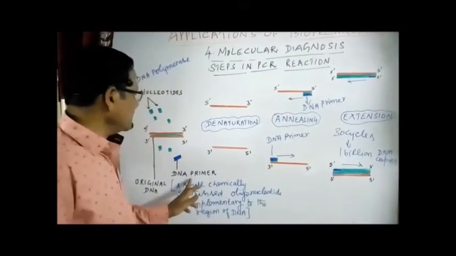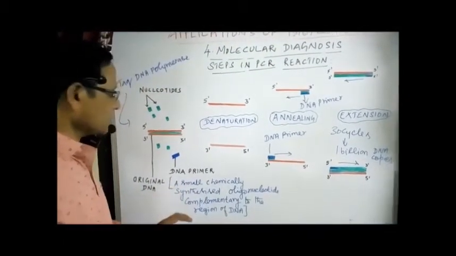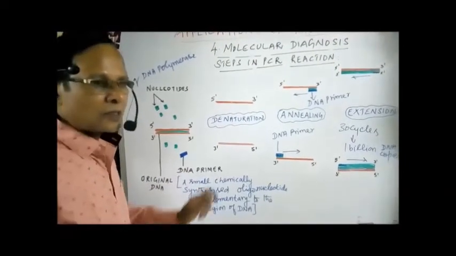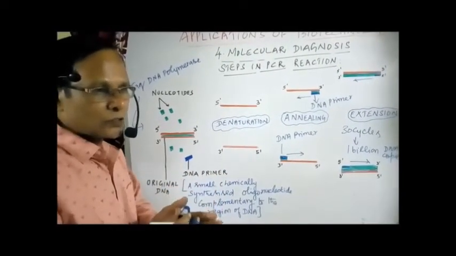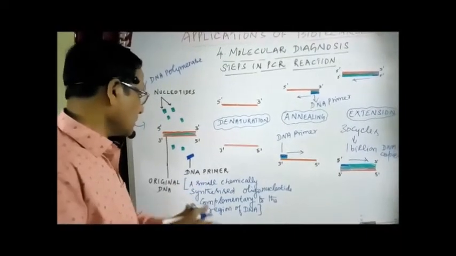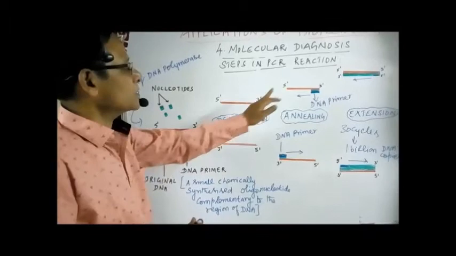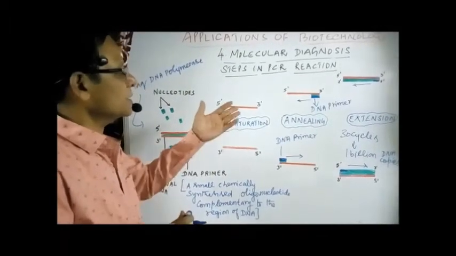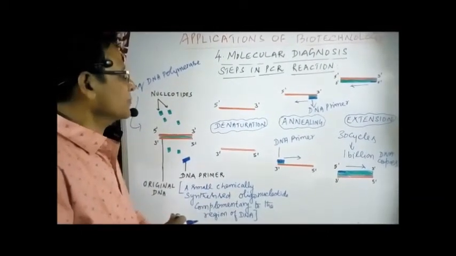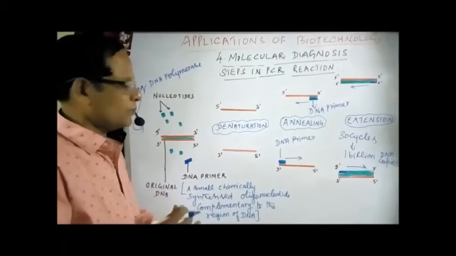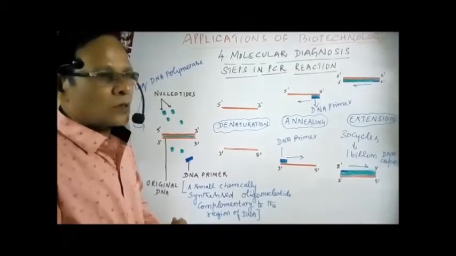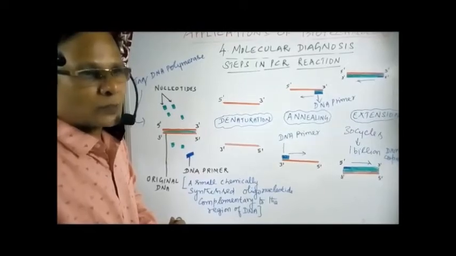I mentioned already the DNA primer is a small segment, a chemically synthesized oligonucleotide having 10 to 12 nucleotides, hence called oligonucleotide. The bases in this one are complementary to the bases of DNA. This is nothing but the DNA primer. Okay, that's a step. Now we have to go for one more. So this technique can also be used for the amplification of RNA.